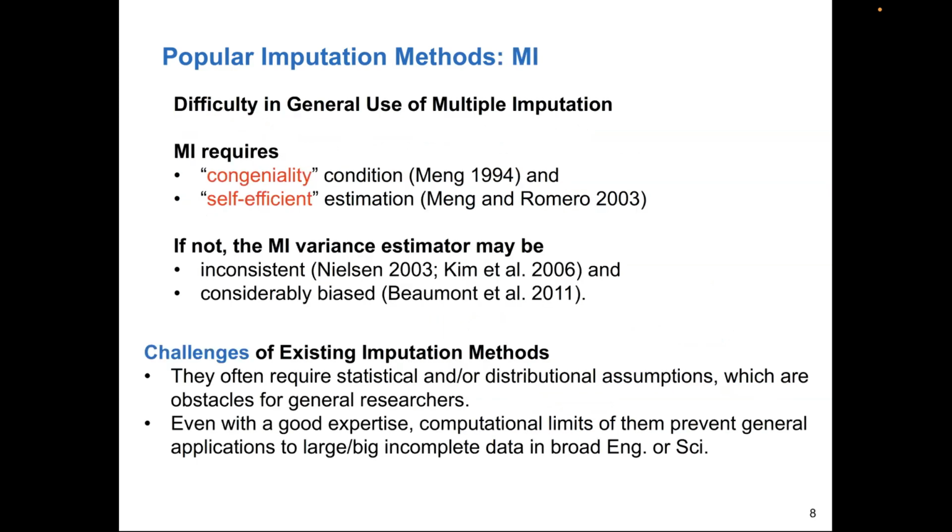But the problem is that for general users in engineering and science, it's very hard to meet the assumptions of this method. There are statistical and theoretical studies showing that multiple imputation requires so-called congeniality and self-efficient estimation. It's very hard for an engineer or scientist to satisfy these. It's also very difficult to use multiple imputation for large data sets, which are very common in data engineering and science domains.